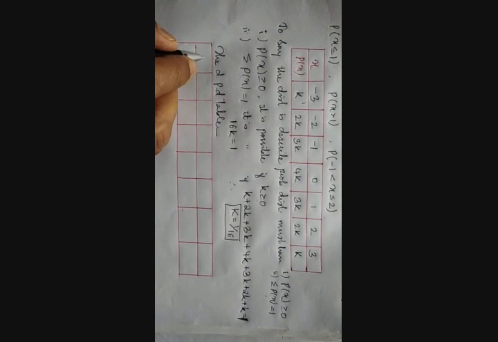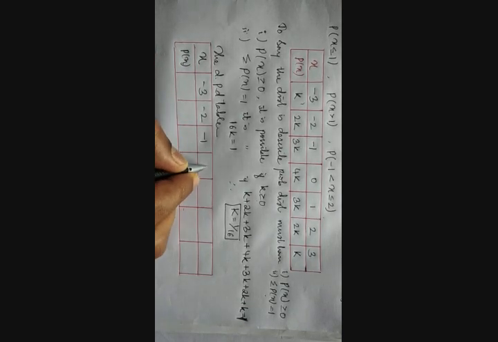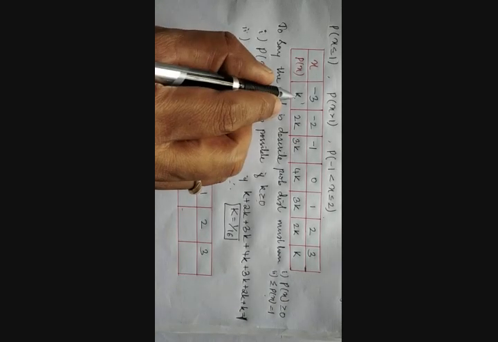Okay, k is equal to 1 divided by 16 is the value of k, unknown. After getting the value of k, we need to construct a discrete probability distribution table once again with the help of the obtained value of k. So let us prepare. This is x, this is p of x, and then we take minus 3, minus 2, minus 1, 0, 1, 2, 3. Here only we take the value of k as 1 by 16.